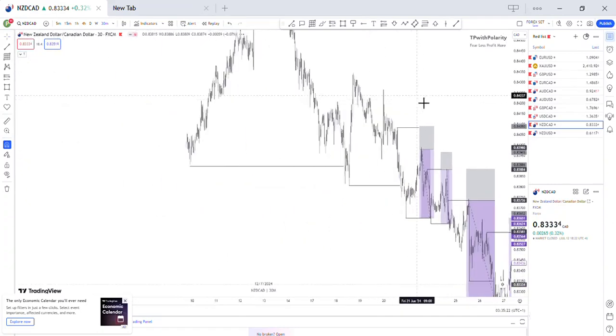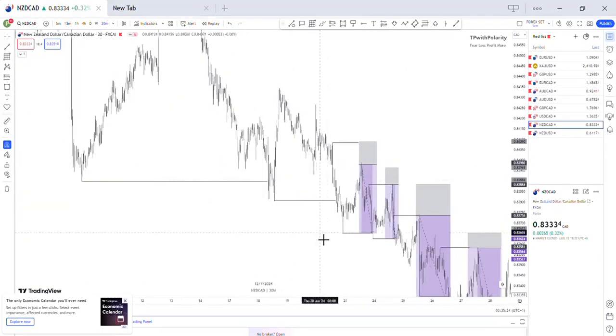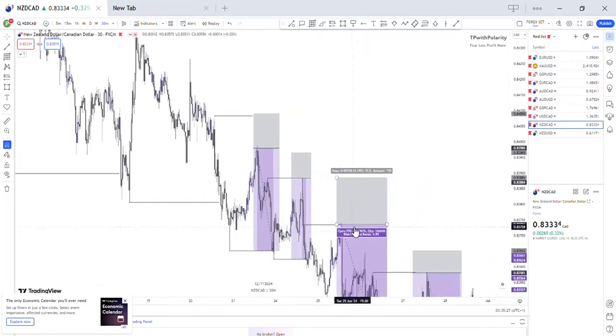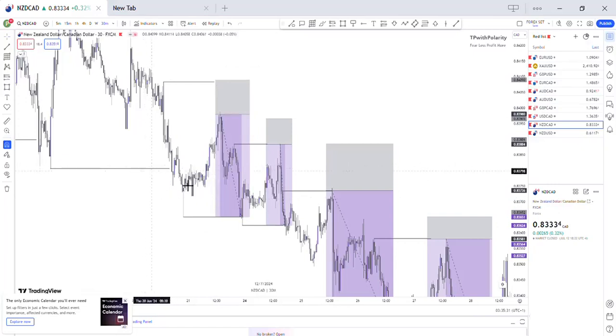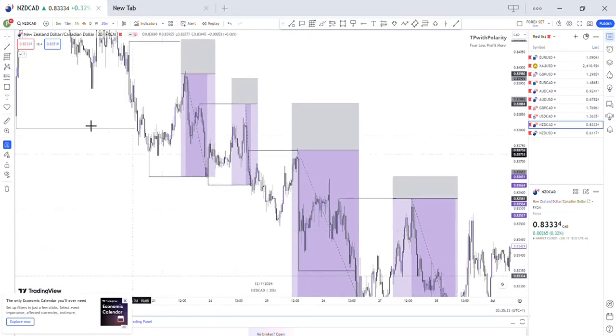All right, old liquidities are getting taken out. This is a liquidity, this is a liquidity, this is a liquidity.